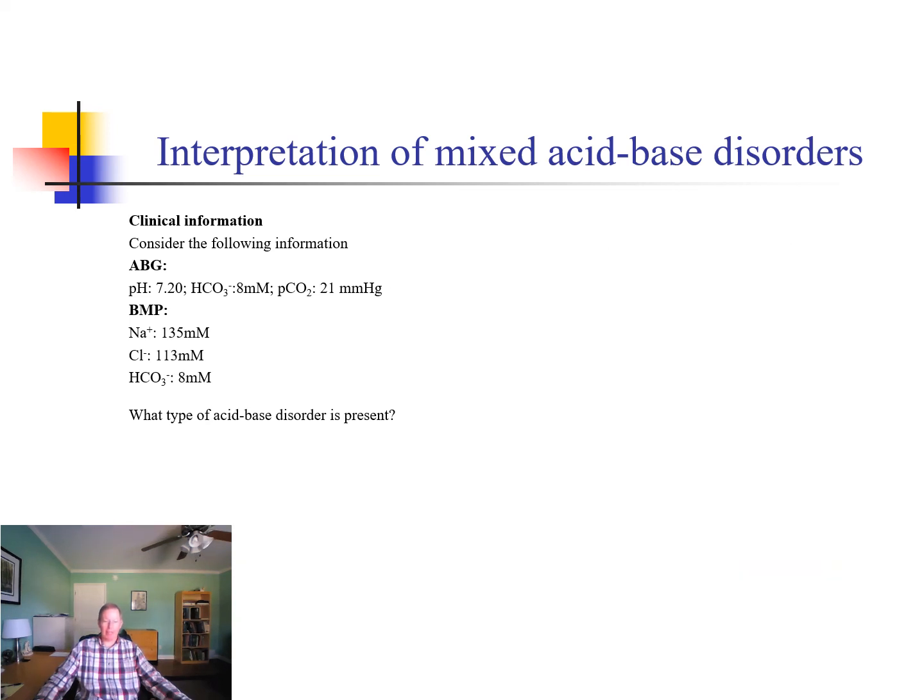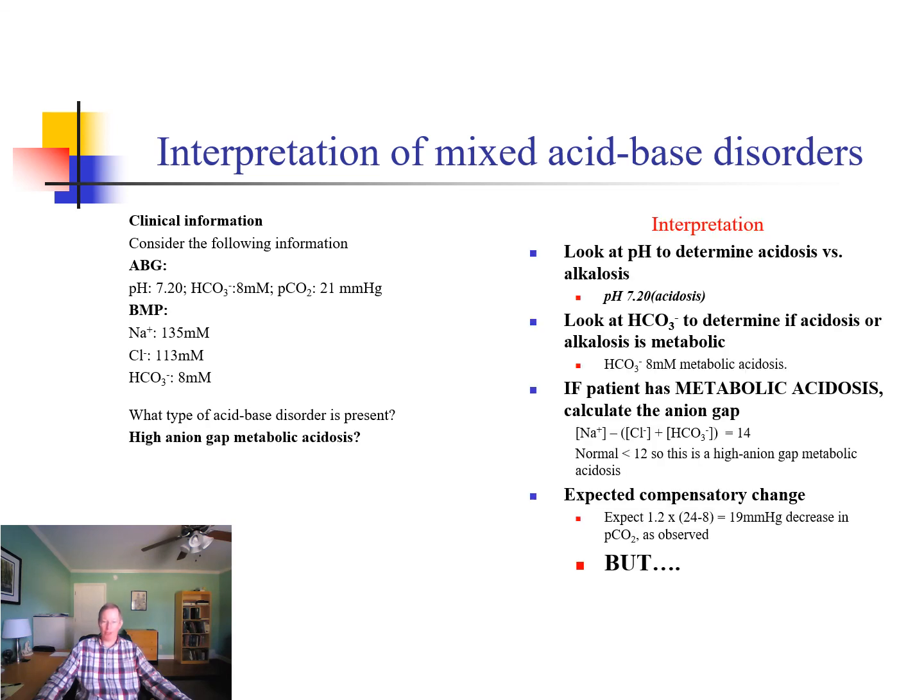Here's another one. pH is 7.20, bicarbonate of 8, PCO2 of 21, BMP is shown. What's the acid-base disorder? Start off, pH 7.20, that's acidosis. Bicarbonate is less than 24, therefore a metabolic acidosis. I calculate the anion gap, in this case it's 14, so that's a high anion gap metabolic acidosis. And then if I look at the compensatory change in PCO2, I expect it to go from 40 to 21, which is what happens. But I haven't told you the whole story yet.